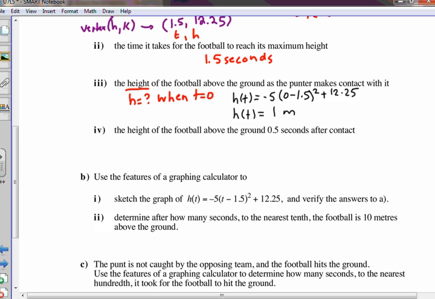Okay. The height of the football above the ground, 0.5 seconds after contact. So how would we find the height at 0.5 seconds? Which one did they give us? Like height or the time? Time. They gave us time equals 0.5. So what could we do? Plug it in. Right. Substitute our time as, I should actually write this as h of 0.5 equals negative 5 times 0.5 minus 1.5 squared plus 12.25.